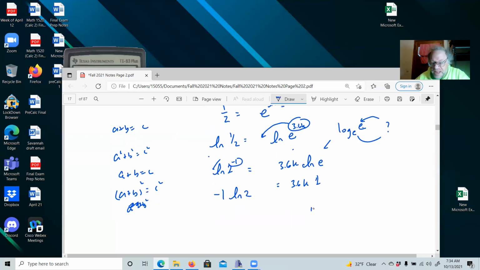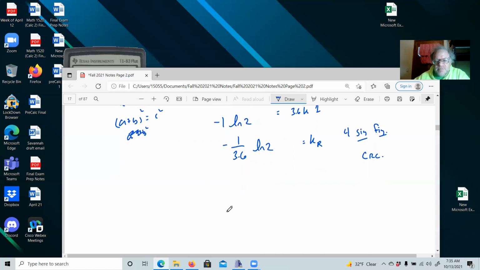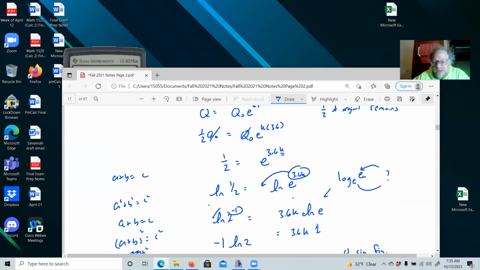So K is equal to negative 1 over 3.6 ln 2. Now I'm just going to put a little r here for radon, K sub r for radon. We could calculate this out, and if you are going to calculate this out, go by significant figures. Why four? They used to have something called CRC books that we looked all this stuff up in, and it was always 4 decimals. So that's what we do, 4 decimals. That was part 1. We know what the K is now.